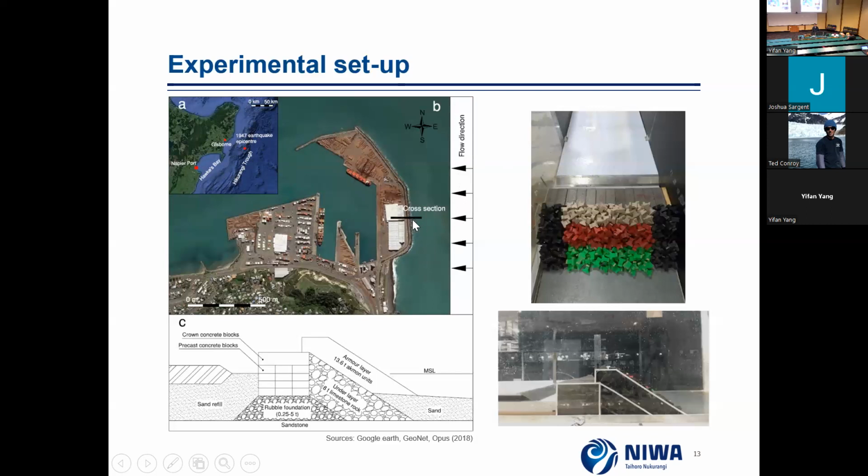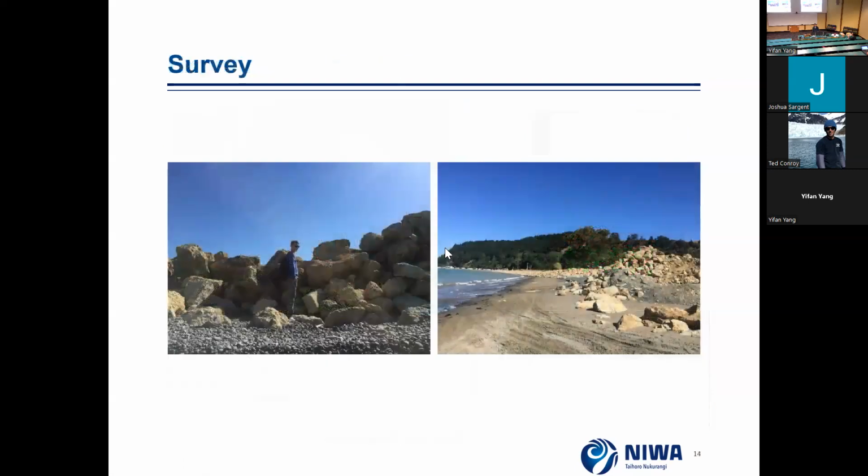About the cross section, the outer layer is the armor layer, the 13.6 ton Ekman units. Under that is a layer of 8-ton limestone rock, and behind that are crown concrete blocks and precast concrete blocks. So that's the image after construction. I'll go into details of these units.